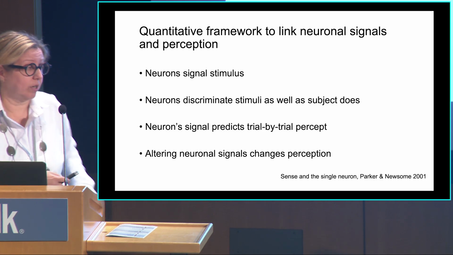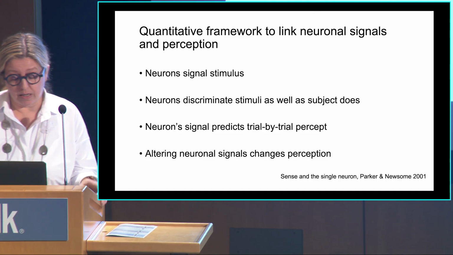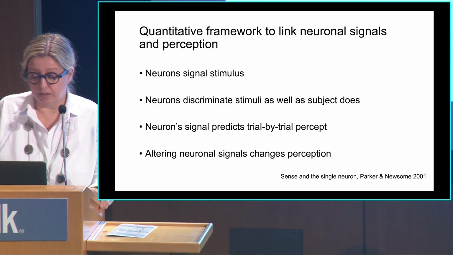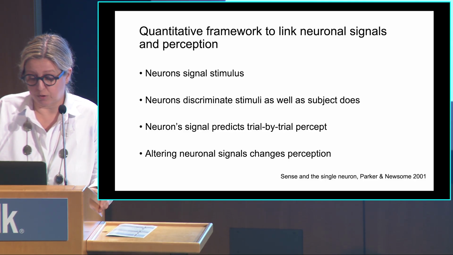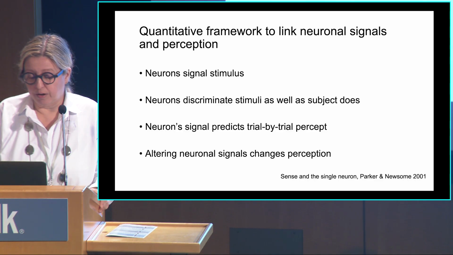And quite crucially at the end, they took all this together and stimulated these neurons, pushed the activity over the edge one way or the other, and could alter the perception of the direction of motion in a constructive and predictable way. This kind of way of doing the analysis has been summarized in Sense in a Single Neuron by Parker and Newsome.